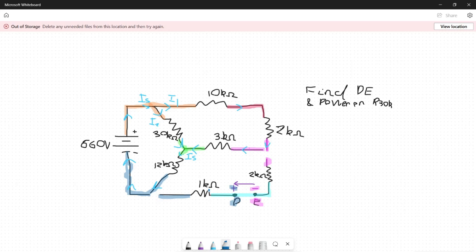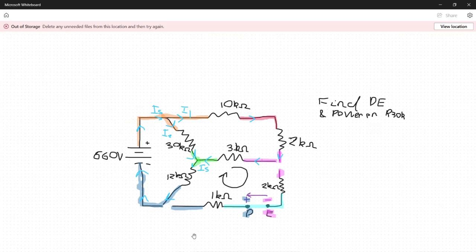Now, there is another thing we could do, because with circuits there are multiple options. The other option is we could do a KVL. If we find the voltage across the 12K, the 3K, and DE, remember, the 1 kilo ohm and the 2 kilo ohm have no current going through them, so they're going to have no voltage drop. So if we can find the voltage drop across the 3 kilo ohm and the 12 kilo ohm, then we can do a KVL.